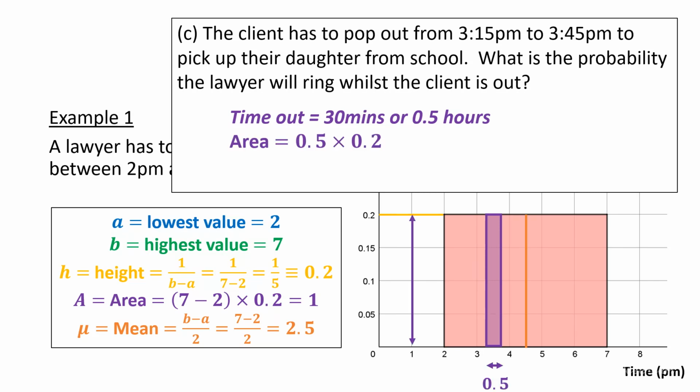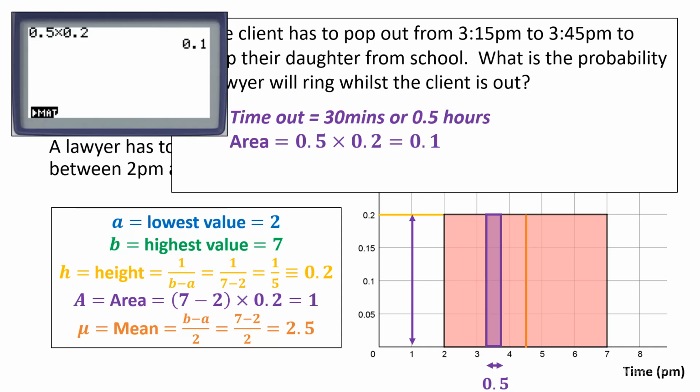And so we just need to go base, which is 0.5, times height, which is 0.2. 0.5 times 0.2 is 0.1. So we can say the probability that they're going to ring while they're out is equal to 0.1, which is the same as 10%.